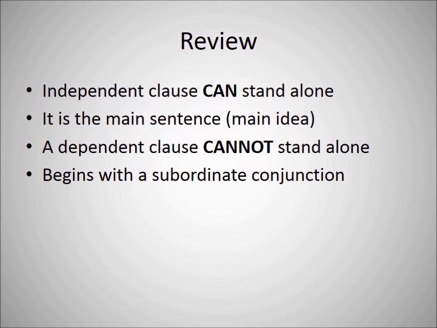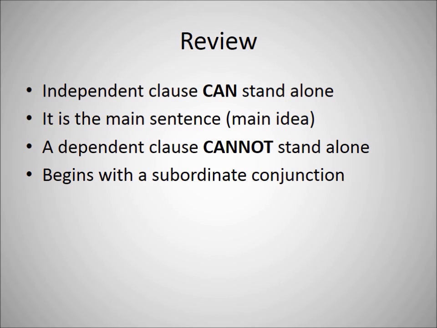But then we started talking a lot about making some complex sentences, and we started using our subordinate conjunctions. And once we started using subordinate conjunctions, then we get to the word dependent clause. A dependent clause will always start off with a subordinate conjunction, and then those words cannot stand alone. So here's what you need to know.